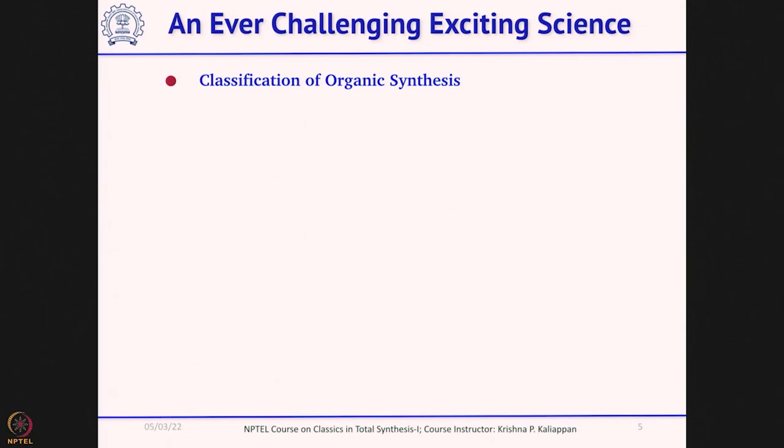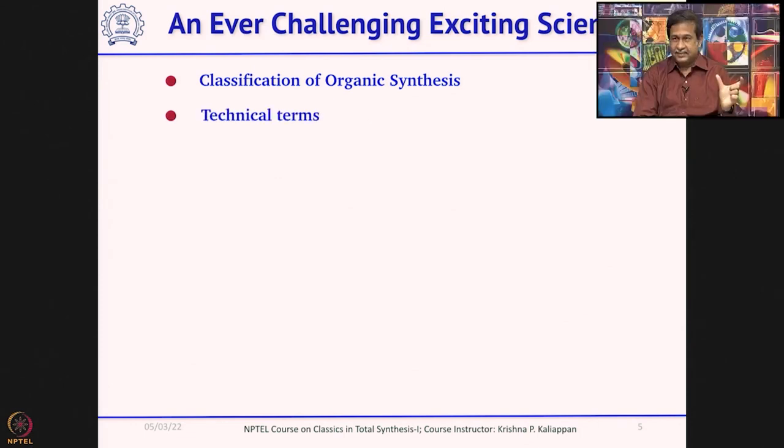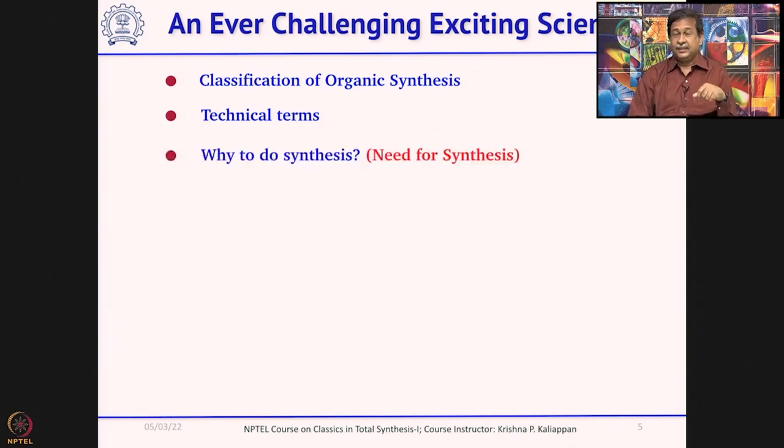So what we will do, first we will start with the classification of organic synthesis. There are many technical terms which are used in organic synthesis as well as total synthesis, so we will try to understand what these technical terms are. Then, like any area, the first question you ask when you want to learn that area is, why should I do it? So if you want to do total synthesis, you should ask the question, why do you want to do this? So, the need for synthesis, the need for total synthesis.